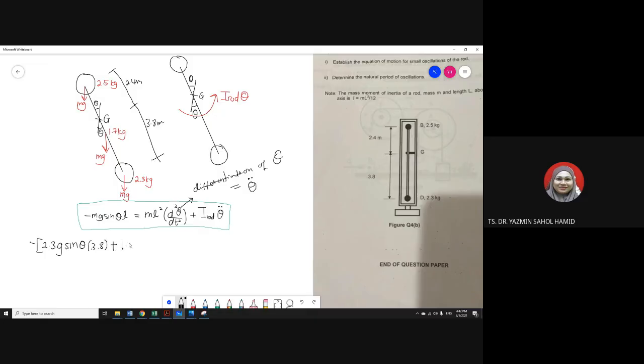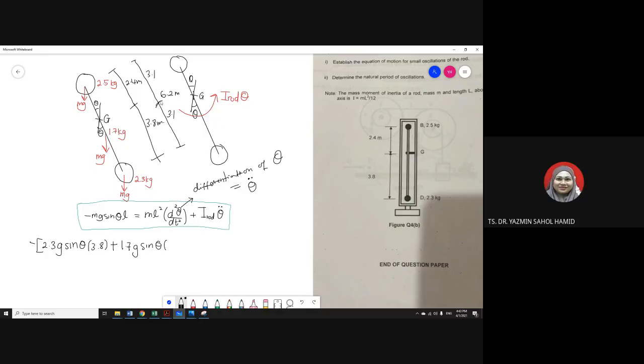Plus 1.7 G sine theta. Now the rod. What is the total length of the rod? 3.8 plus 2.4. What is it? 6.2. That is the total length of the rod. If 6.2 is divided by 2, it is 3.1. So this is 3.1, this is 3.1.